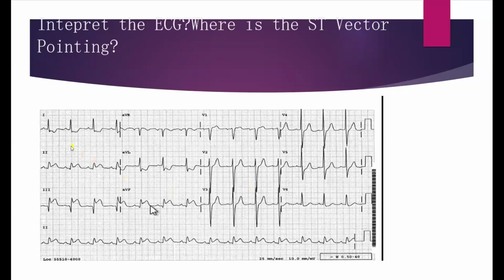Excellent. So when you're trying to differentiate between LCX and RCA, you look at the mirror leads for inferior MI. So RCA is more towards the lateral, so the mirror images are AVL and lead one, as opposed to circumflex, which is usually in the middle. With circumflex, you have just lead one that is depressed, as opposed to RCA, where you have both AVL and lead one that are depressed.